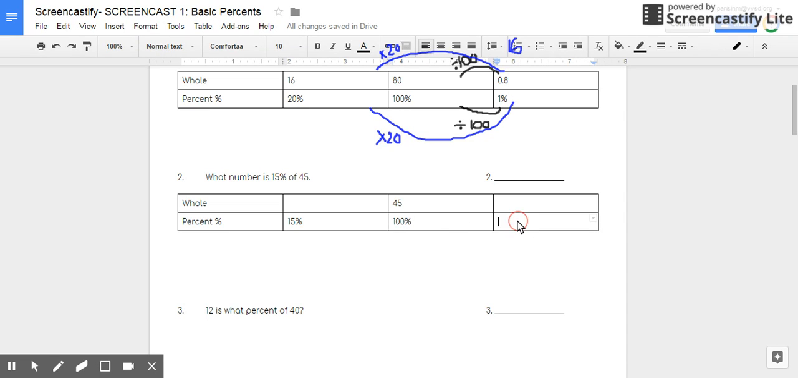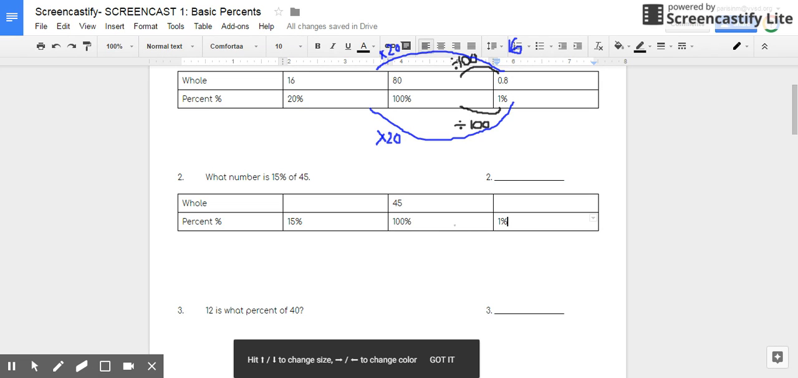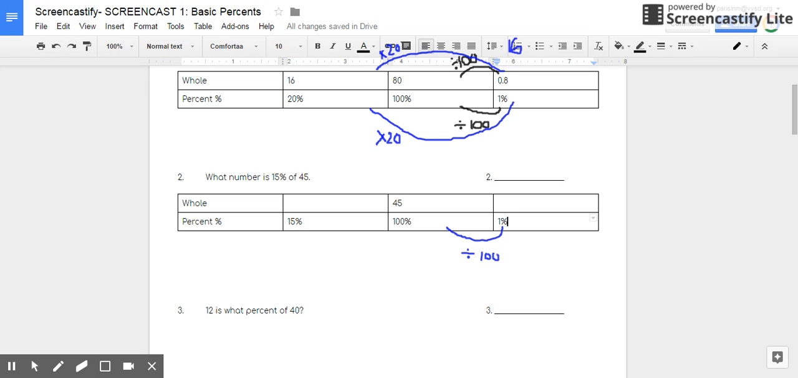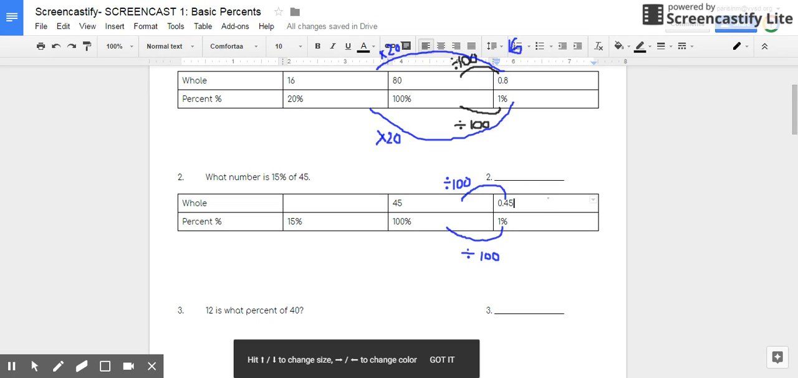Again, we are going to focus on scaling down to the unit rate of 1%. So if we want to go from 100% to 1%, we're scaling down, meaning we're going to have to divide by 100. 100% divided by 100 will give us 1%. Whatever we do to the denominator, we also have to do to the numerator to keep it equivalent. So 45 divided by 100 is going to give us 0.45, or 45 hundredths.